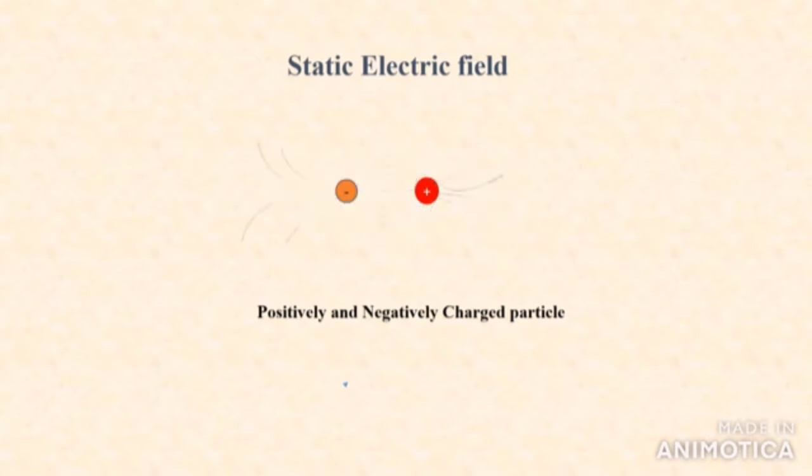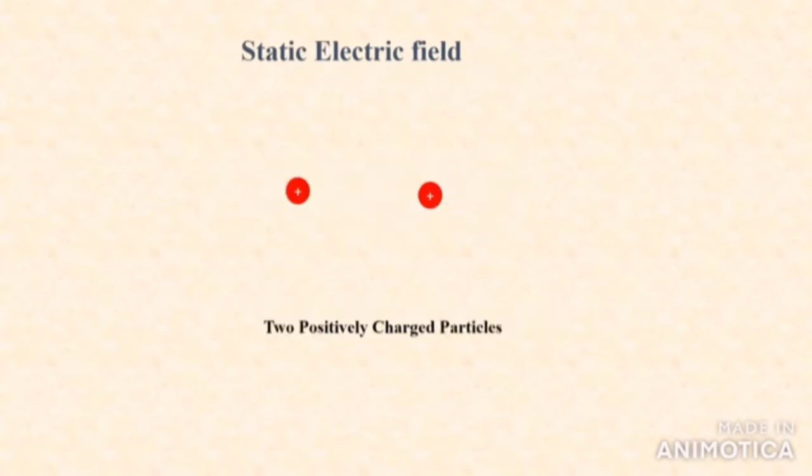When positively and negatively charged particles are brought together, the field of interaction forms between the positive and negative charges of the particles. For two positively charged particles, the field directions are opposite.